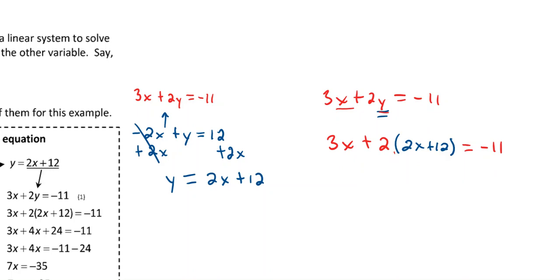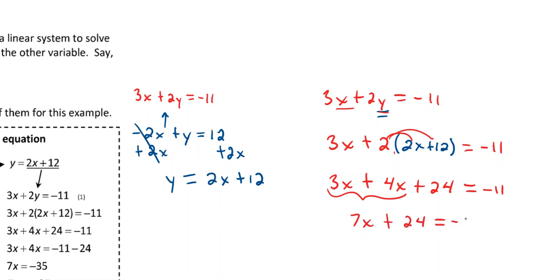So I've got these brackets here now, right? The next step is to get rid of those. So we're going to distribute the 2, and we're going to get rid of the brackets on this one. So we'll write this as 3x plus, and then 2 times 2x would be 4x, and then 2 times 12 is 24, is equal to negative 11. Okay, so now I'll combine these like terms. 3x plus 4x is 7x plus 24 is equal to negative 11.